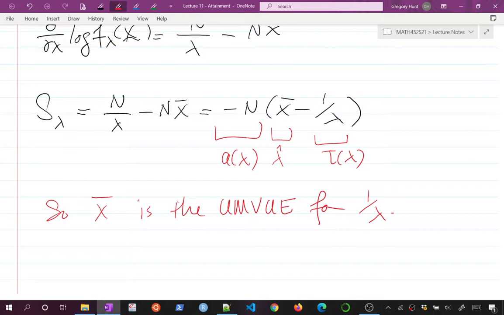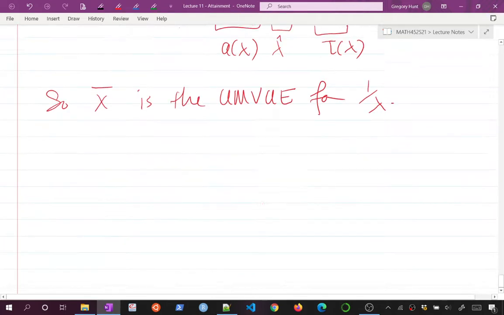What is the UMVUE for lambda? It's a great question. And next time we're going to get into that. Because this procedure so far with the Cramér-Rao lower bounds has allowed us to find certain things. But what if I have a more complicated tau of lambda? I chose my tau of lambda so far to conveniently work out to what I want. It may not always be that nice. What if I want some more complicated function? So we'll start getting into that next time.